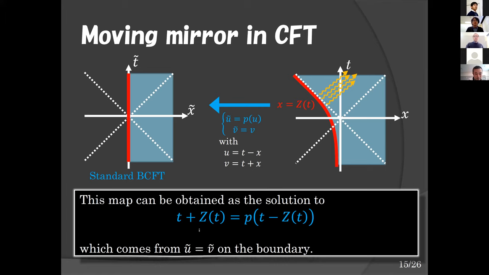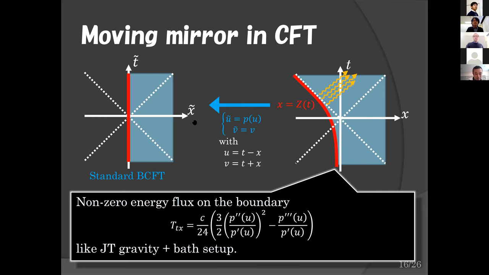This equation just comes from the position of the boundary of this standard BCFT, in that u tilde equals v tilde. And by using this conformal map, we can map this moving mirror setup to just the standard BCFT. So we can use the many techniques in standard boundary conformal field theory, for example, the Ward identity or some other techniques. And as we expected, we can find non-zero energy flux on the boundary like this, as in the JT gravity plus bath setup.